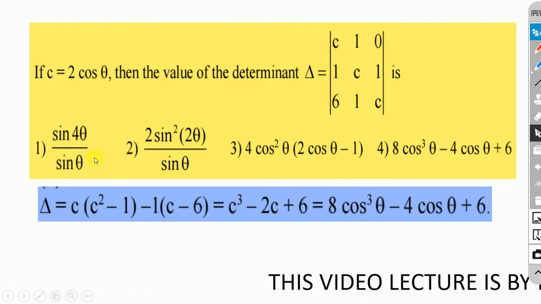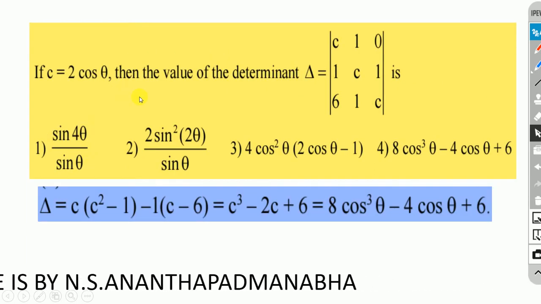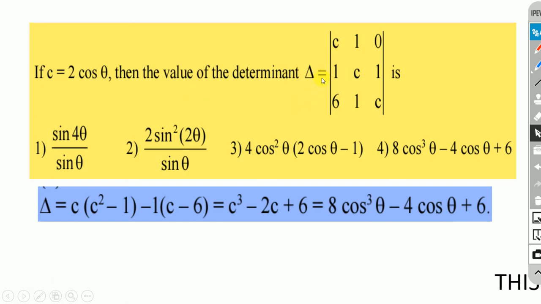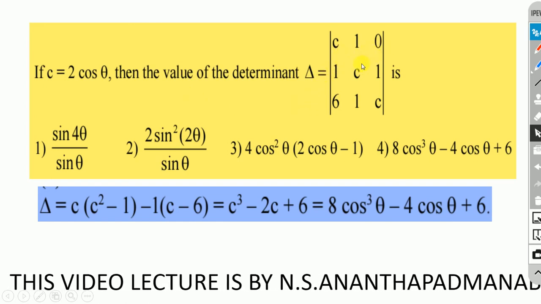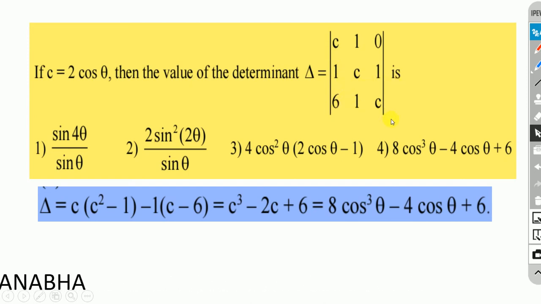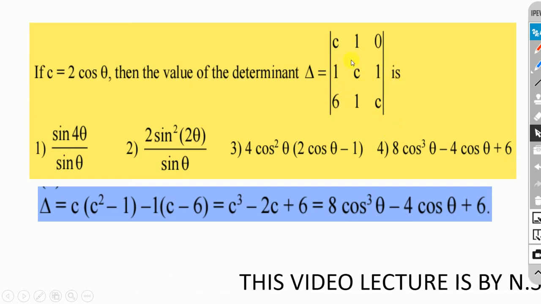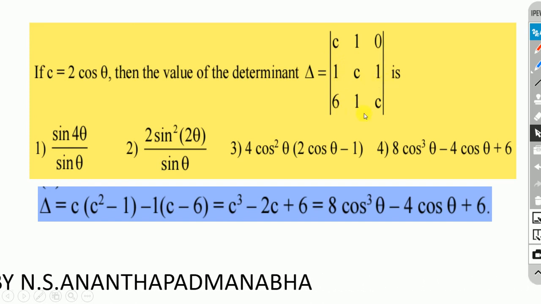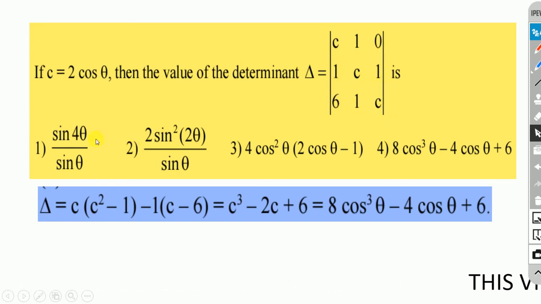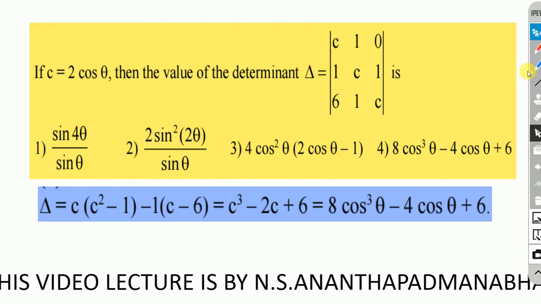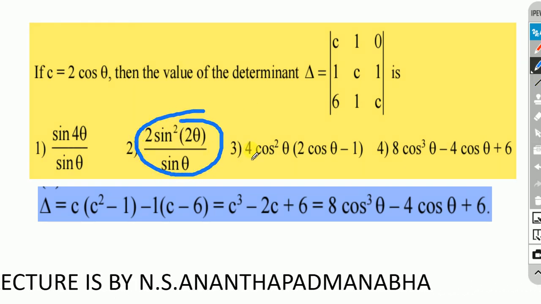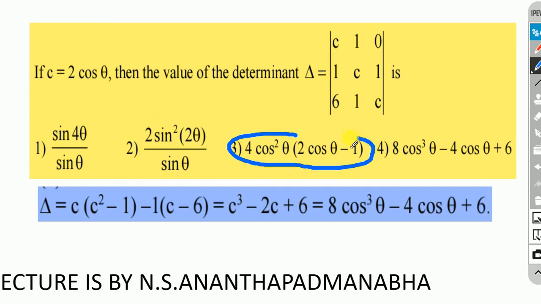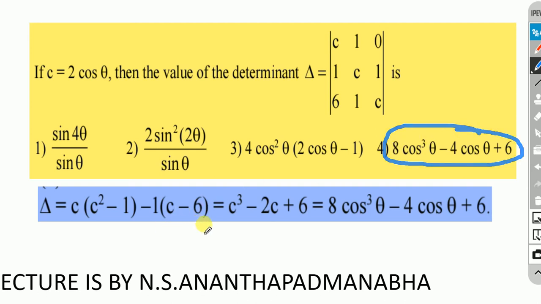If C is equal to 2 cos theta, then the value of the determinant delta, which is the determinant of C 1 0, 1 C 1, 6 1 C, is: sin 4 theta by sin theta, 2 sin square 2 theta by sin theta, 4 cos square theta into 2 cos theta minus 1, or 8 cos cube theta minus 4 cos theta plus 6. Here C is 2 cos theta.